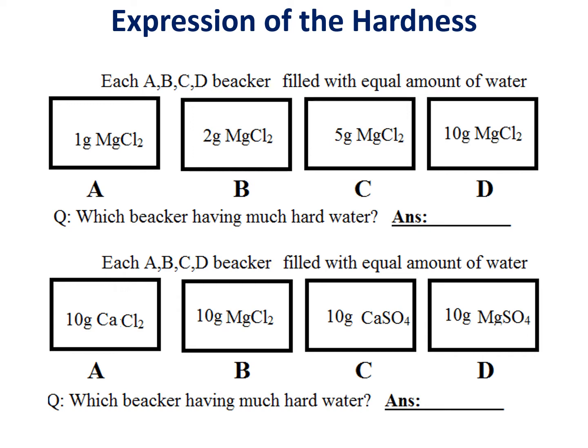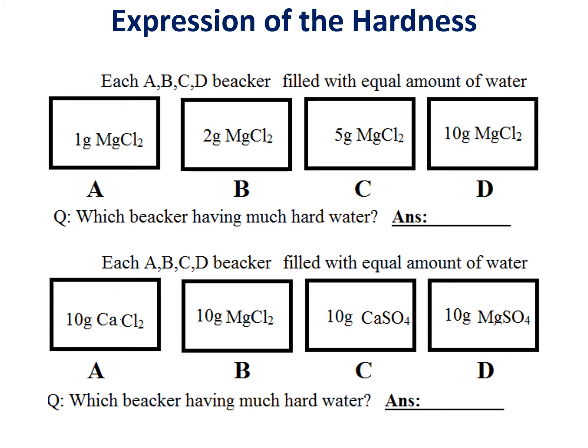Why? Because it is the same thing in different quantities. Magnesium chloride itself is in the four beakers, but the quantity is different. One beaker has 1 gram, the second has 2 grams, and the fourth has 10 grams. By looking at the numbers, you can easily tell which beaker has much hardness, which has the hardest water. The answer is D, because it has 10 grams of magnesium chloride. It's very easy, very simple. So let's go to the next case.